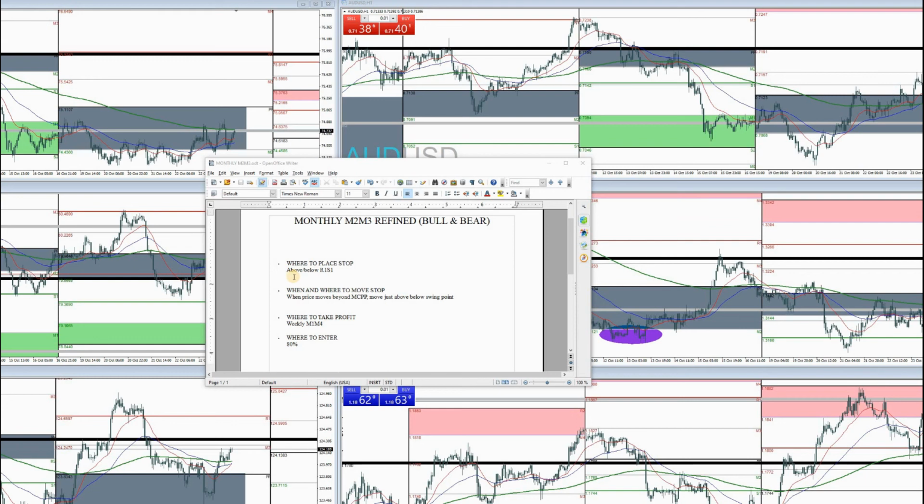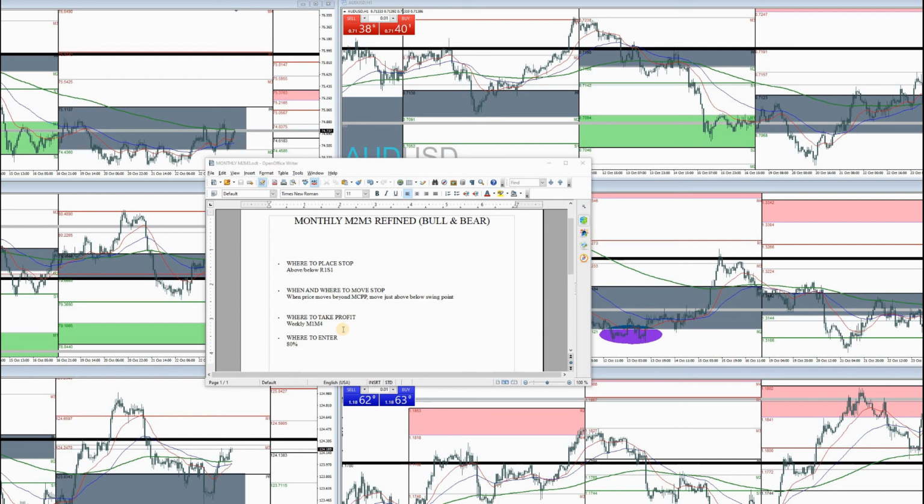So I wanted to know where to place my stop, and in fact I'm going to be placing it the same place I always place my stops, and it seems to be above the resistance one or support one, so above or below the resistance or support. I'm going to move my stop whenever price moves beyond the monthly central pivot point. And same thing that I've been doing, I'm just going to move my stop below or above the swing point. And where to take my profit.